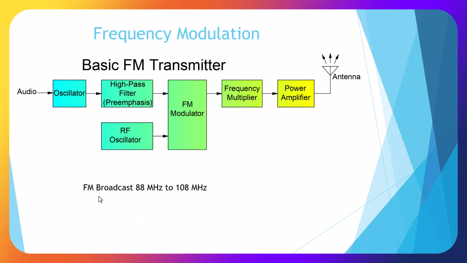Here we show an FM transmitter block diagram. We have the audio going into an oscillator, through a high pass filter, which is pre-emphasis, we'll talk about that, and the RF oscillator is combined with the signals through the modulator, goes through a frequency multiplier and power amplifier to our antenna. The FM broadcast is between 88 megahertz and 108 megahertz.